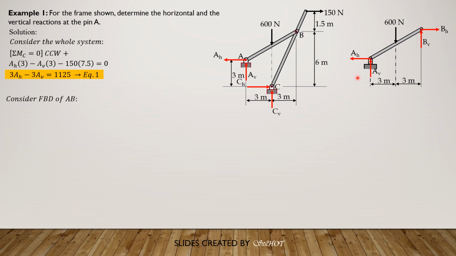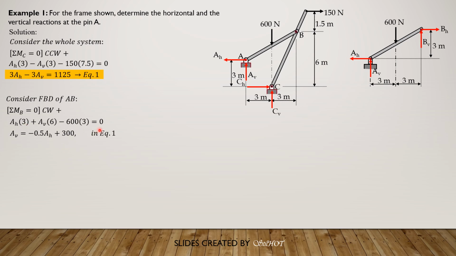So the vertical distance of AH is also 3. So summation moment B equals 0, clockwise positive. So AH times 3 plus AV times 6, then minus 600 times 3 equals 0. So simplifying, AV is equal to negative 0.5 of AH plus 300.